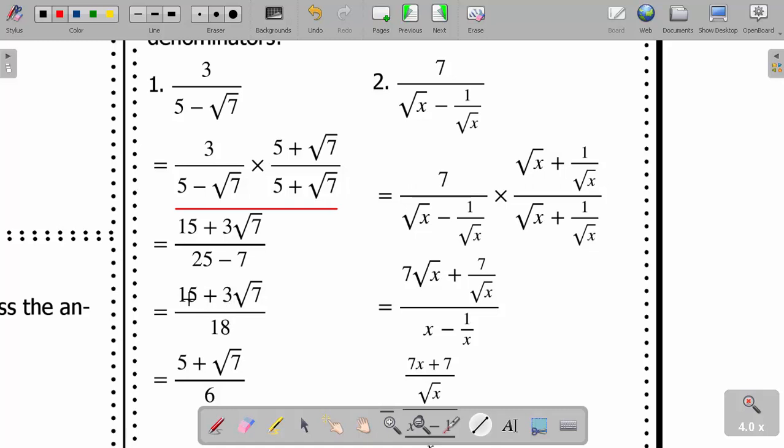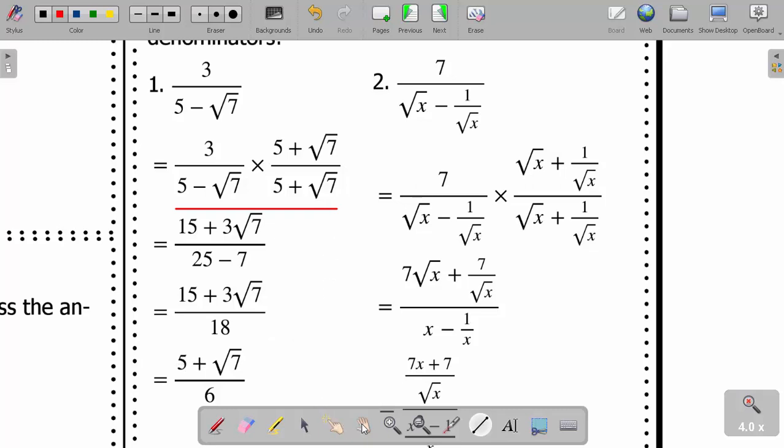So if I check properly, 15 is the same as 3 times 5, so I can take out a 3, then that 3 can cancel out with it, because this is 3 times 6, so the 3's will cancel, left with the 6 down here, and then 5 here, plus root 7.